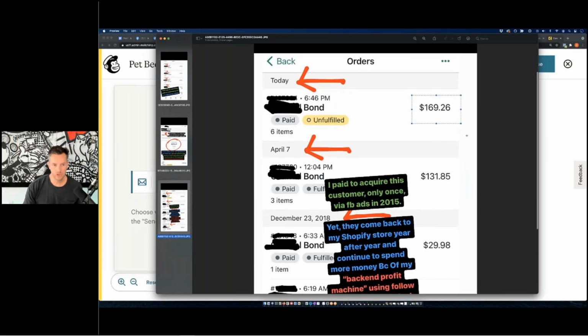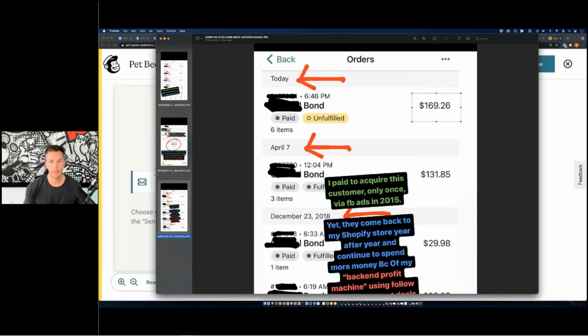Now, what's really interesting about this case study, y'all, is that this particular customer would go 6 months without making a purchase and then come back. This customer would go almost 2 years. On December 23rd, 2018, they made a purchase. They didn't buy anything in 2019. They didn't buy anything in 2020. So they went 2.5 years without making a purchase.